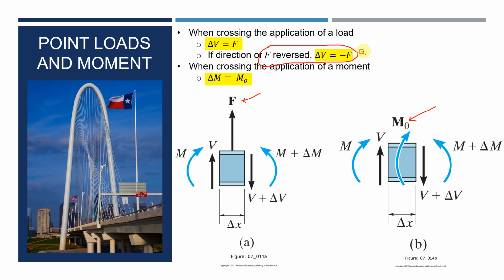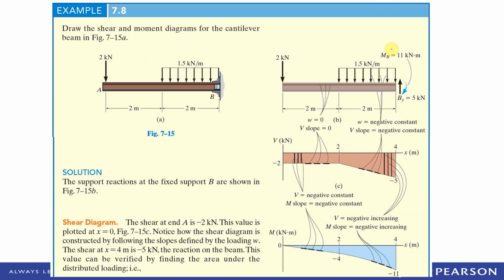So we would use this equation here. The change in shear is negative F. So, boom, we got that. Negative 2. And for 2 meters, it won't change. dV dx equals W, 0 W, no change.